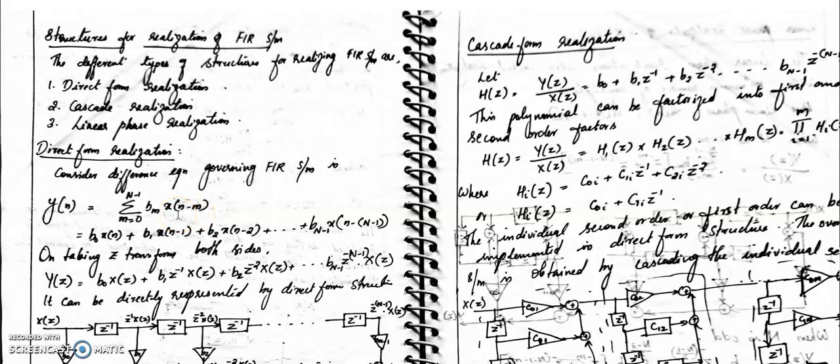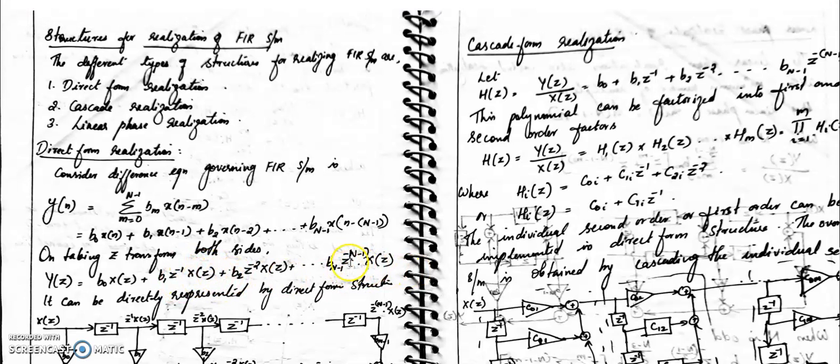We know the difference equation governing this FIR system is this. That is, y of n is equal to sigma m is equal to 0 to N minus 1 bm x of n minus m. That is, the output of an FIR system depends on the present input and the past inputs only, not the outputs, as in the IIR system.